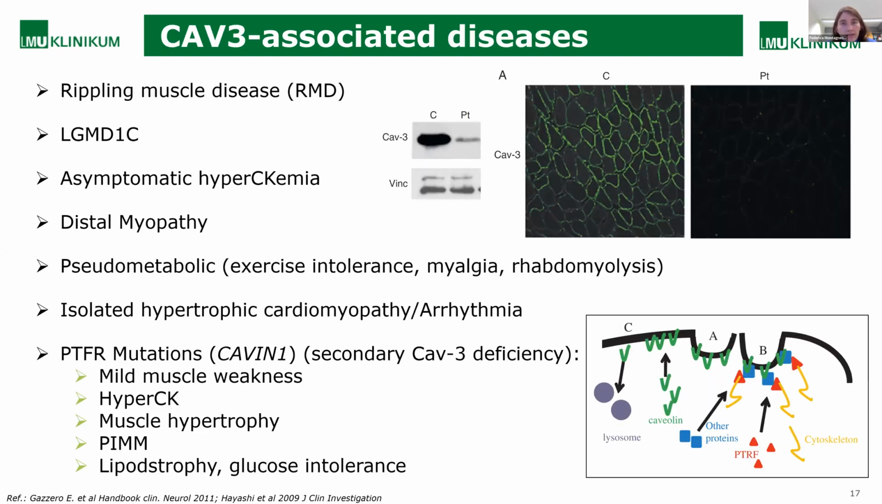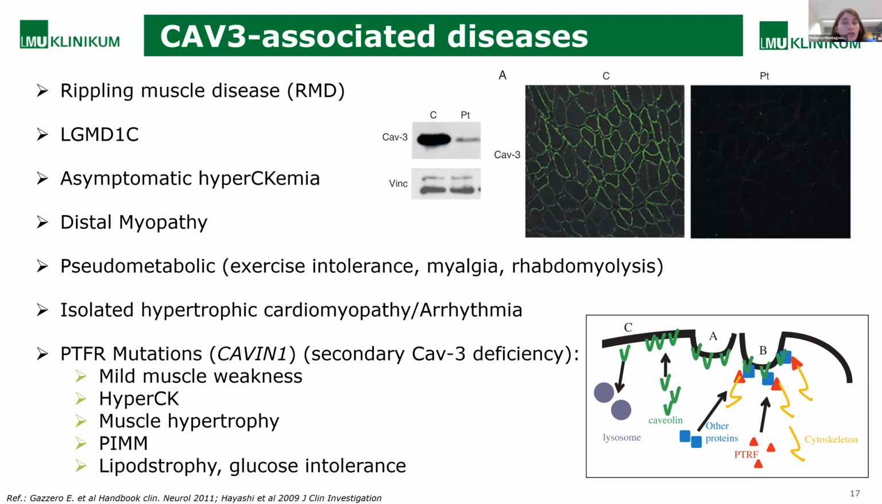So that we can now better understand the several phenotypes which are associated to caveolin-3 mutation. In addition to rippling muscle disease, we can have some limb girdle muscular dystrophy, the LGMD, formerly classified as 1C. We can have some milder forms with asymptomatic hyperCKemia or pseudometabolic with exercise intolerance, myalgia, and rhabdomyolysis. We can have some rare forms with distal myopathy, or some diseases with isolated cardiac involvement.